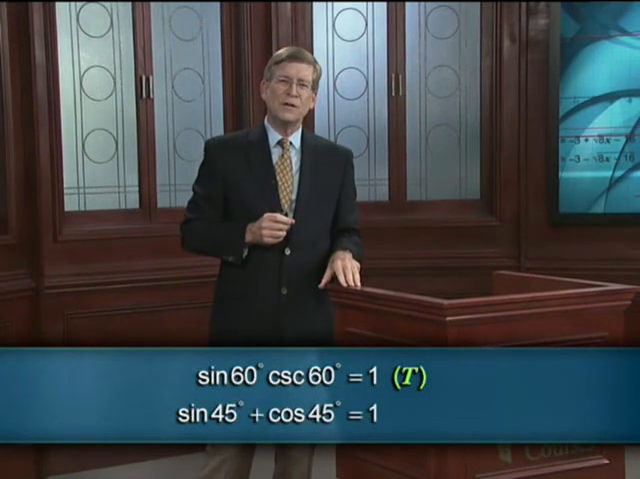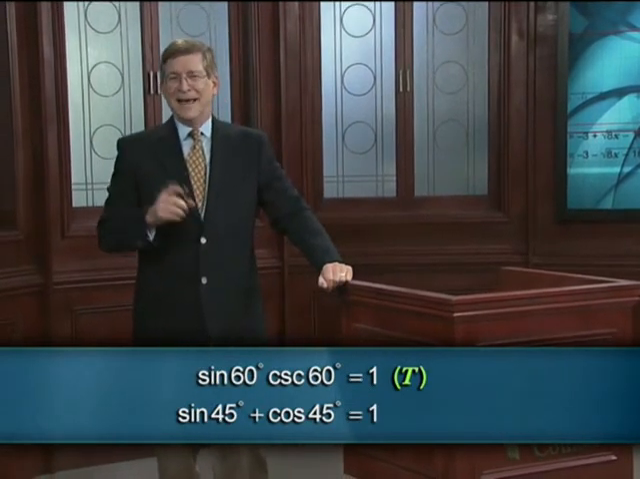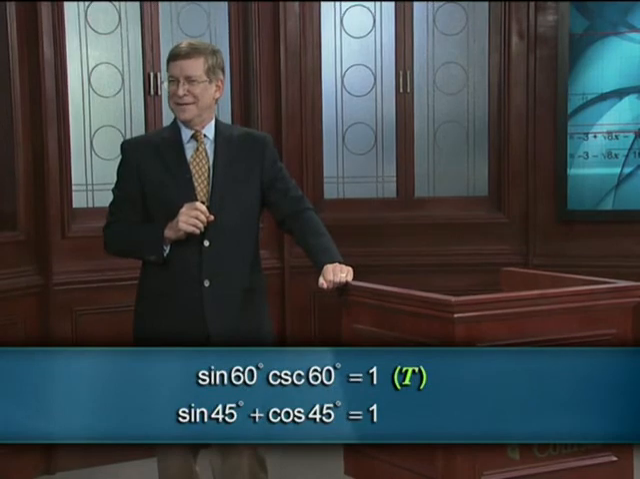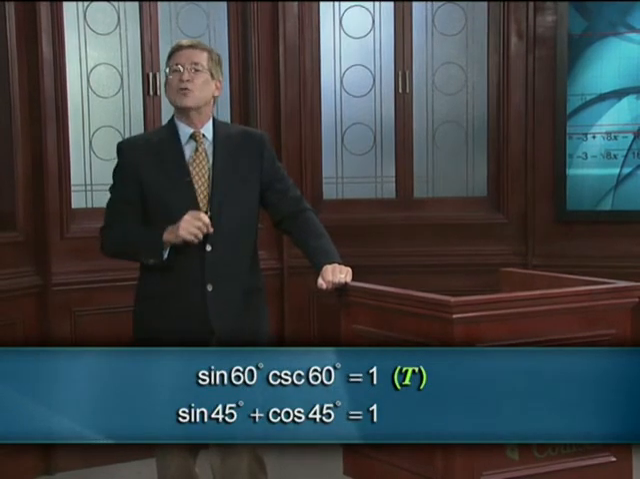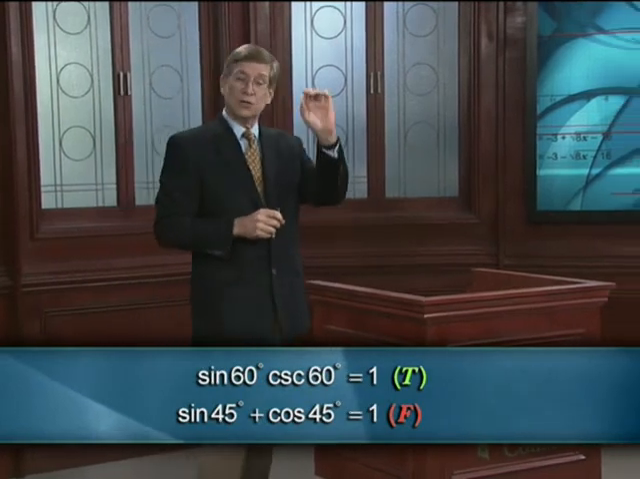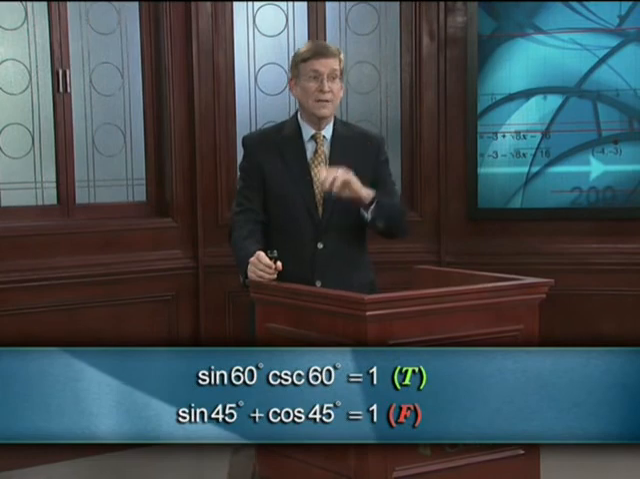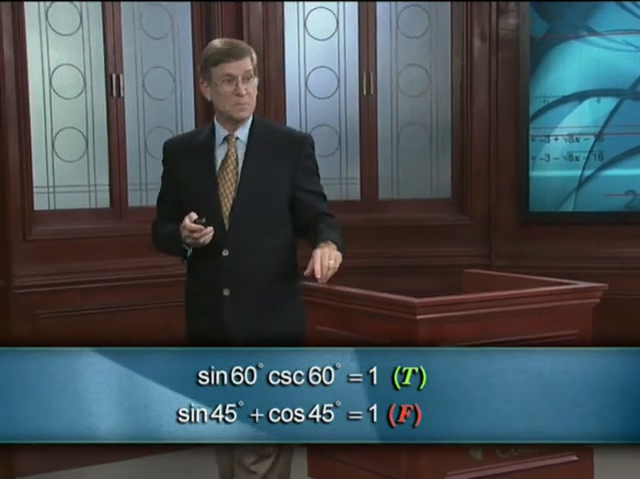Is sine of 45 degrees plus cosine of 45 degrees equal to 1? That kind of looks like the fundamental identity, doesn't it? But it's not squared. And in fact, that's a false statement. Sine of 45 is square root of 2 over 2. The cosine is also square root of 2 over 2. That does not add up to 1.